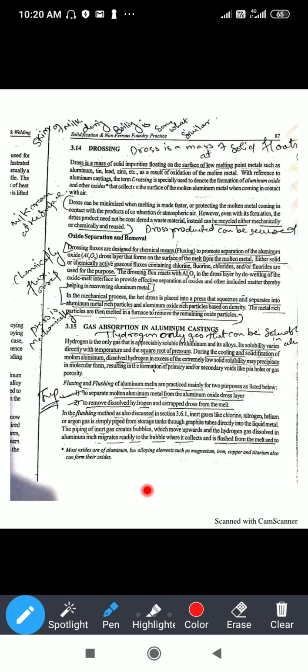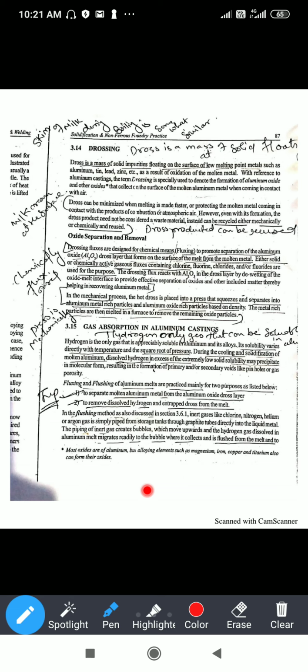Drossing is a mass of solid impurities floating on the surface that first has to be removed, because otherwise the solidification of the product cannot be done properly. Regarding drossing we will go in depth. In the next class you are going to study oxide separation and removal.